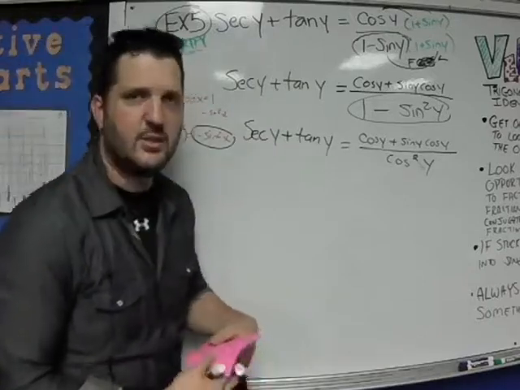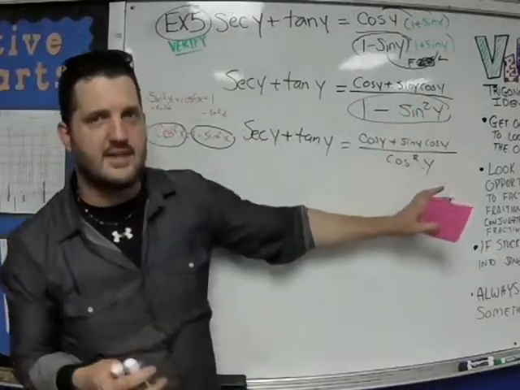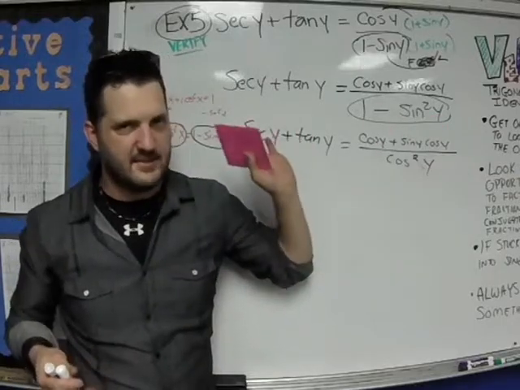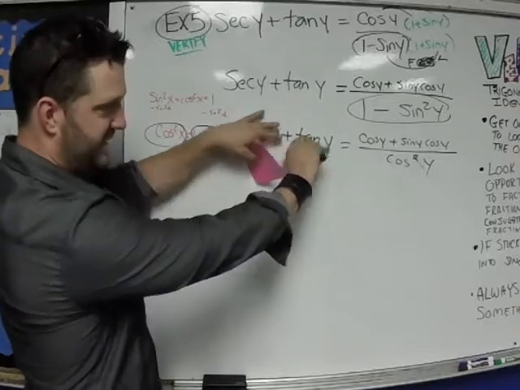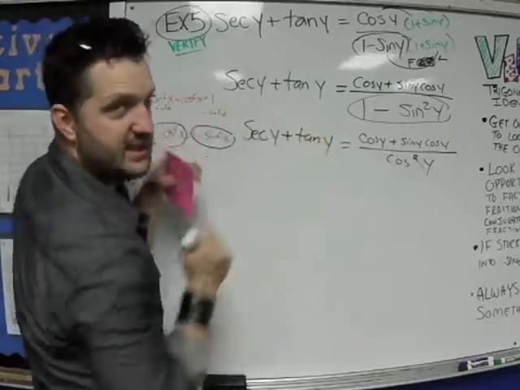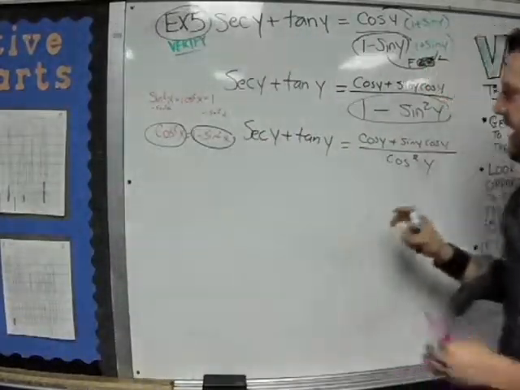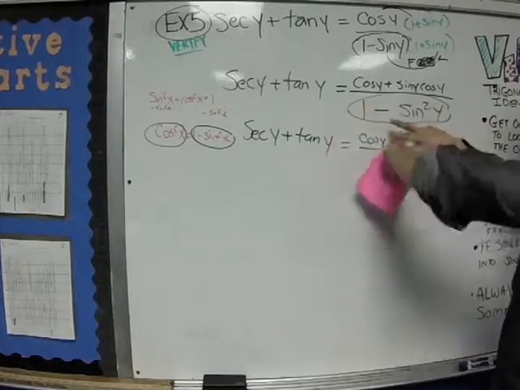Okay, now here's one thing I want to know. I'm working the right side, and I want to make the right side look like the left side. The left side is clearly 2 pieces, separated here with the plus sign. It's this secant y plus tangent y. Over here on the right side, I've got 1 fraction. That's not technically 2 pieces.